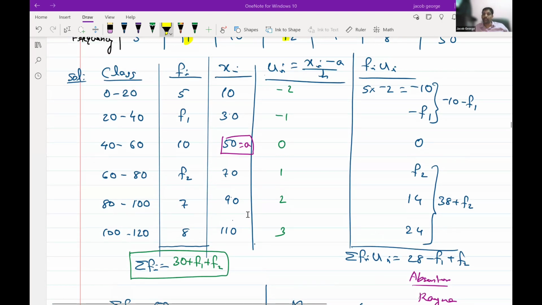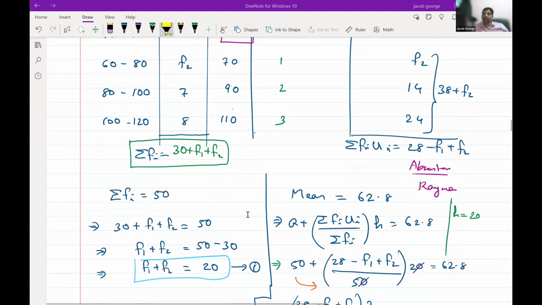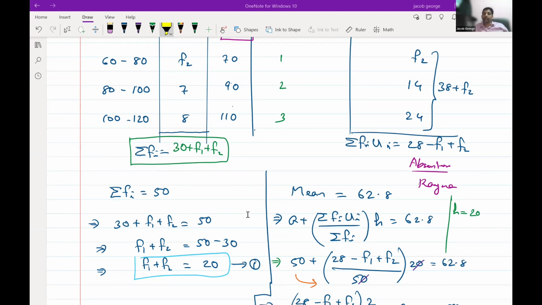All of you understood how to get that 30 plus f1 plus f2 from the table? Clear? By adding the fi values, it is equal to 50. And from there, f1 plus f2 is 50 minus 30, that is 20, equation number 1. Are you following it? Is it clear? The first equation is always from total frequency when there are two missing frequencies.